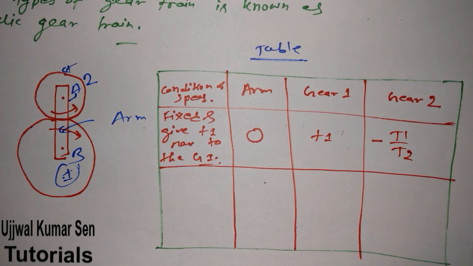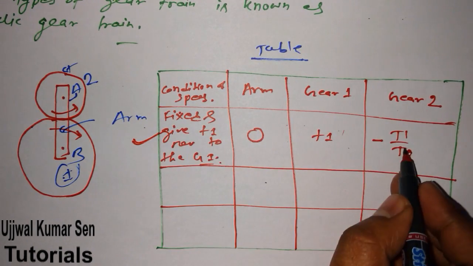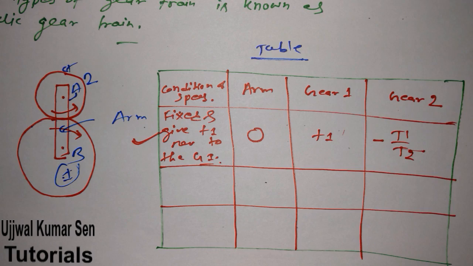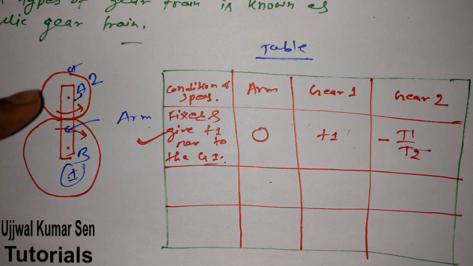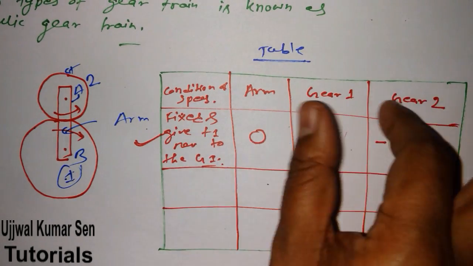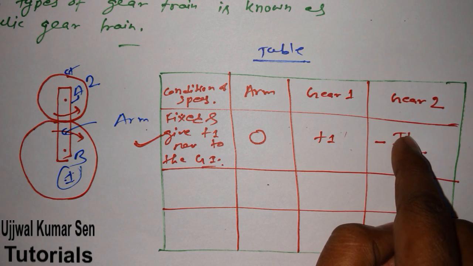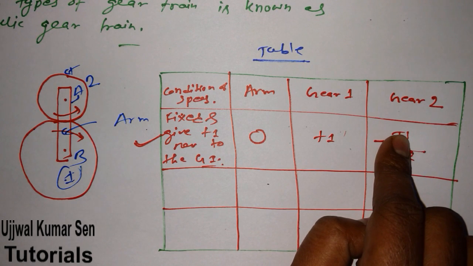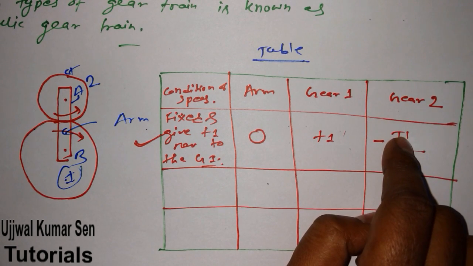Minus T1 by T2. Now what we'll do, if you understood this step, I'm telling you again, if you understood this step, then you have done it. Other things are based on this understanding. So the most important thing is that you need to understand this diagram that we have given in this epicyclic gear train. It is simple, easy to understand. But if you understood why this minus sign came, then you can solve almost any epicyclic gear train problem, because this is the base. So we need to understand this.